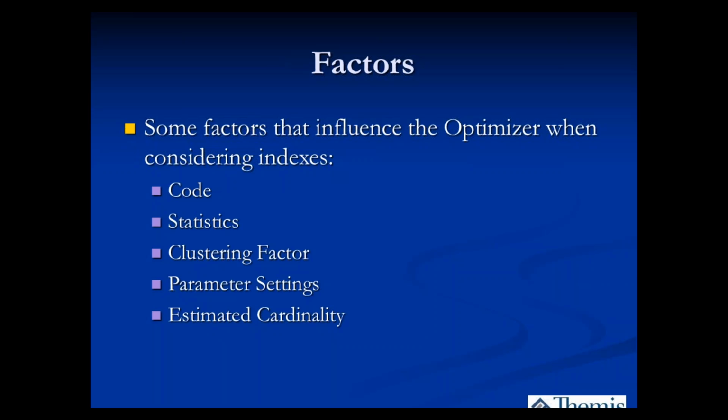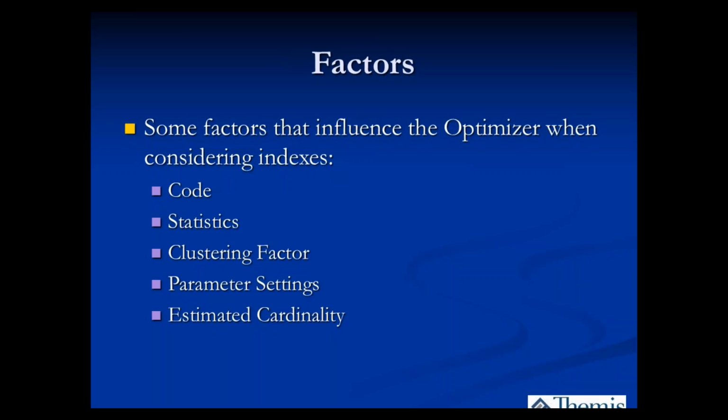And then the one that most developers and programmers aren't aware of is certain parameter settings. The DBAs can set certain parameters that can influence the optimizer one way or another. Is it leaning towards full table scans? Is it leaning towards index scans? These parameter settings can make a difference. A lot of times we just leave them at the default value.